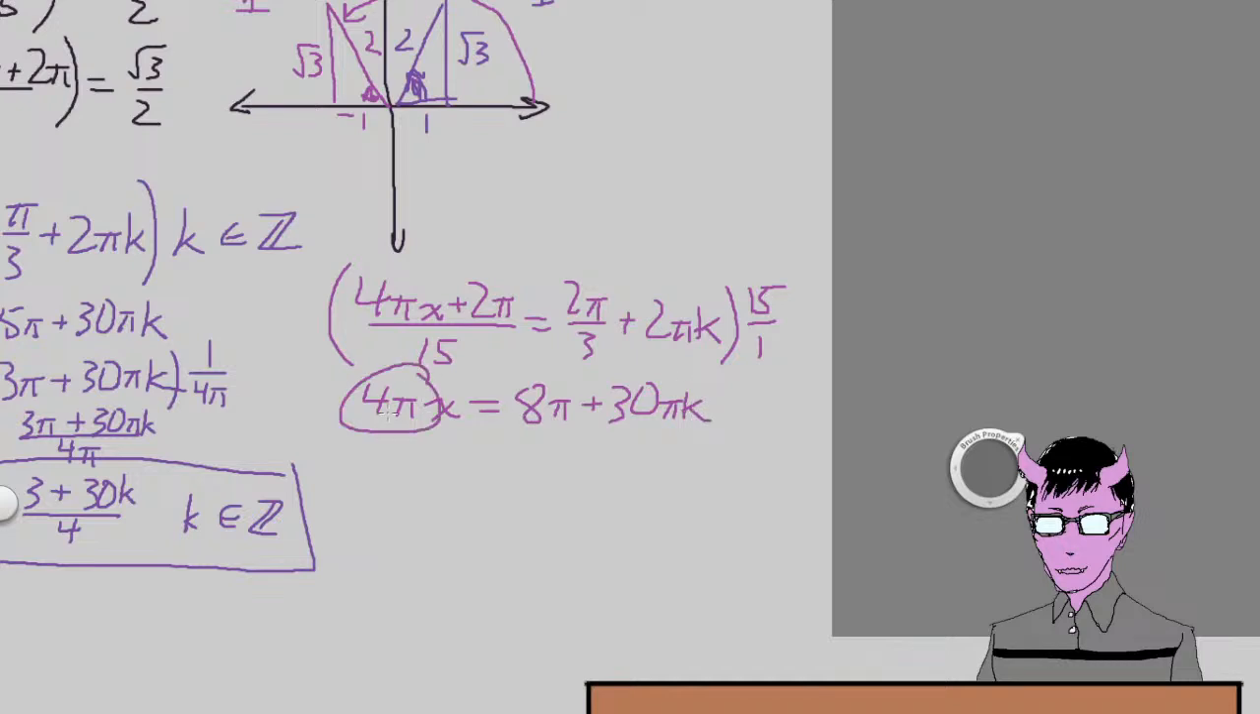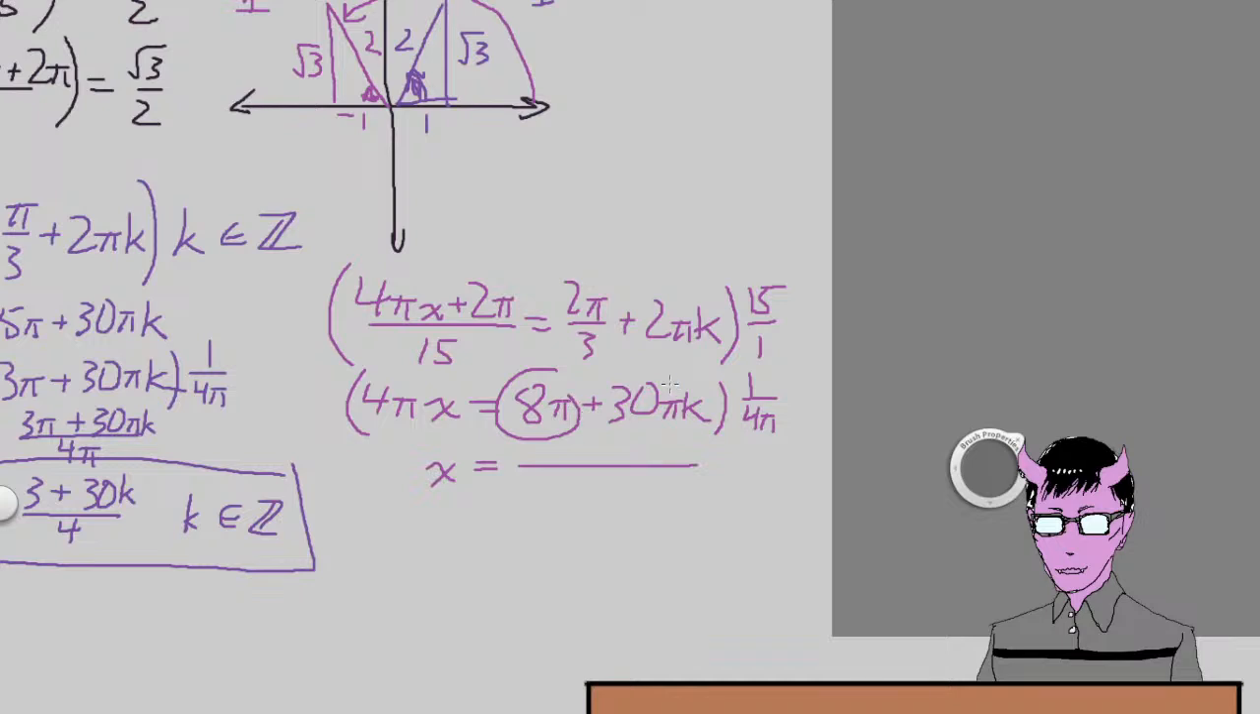And then divide both sides by 4 pi. I mean, multiply both sides by 1 over 4 pi. I'm really misspeaking. So this one partially cancels to give us 2. And let's keep it all under one fraction.